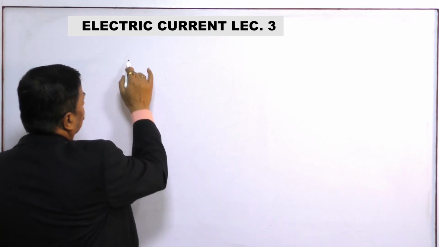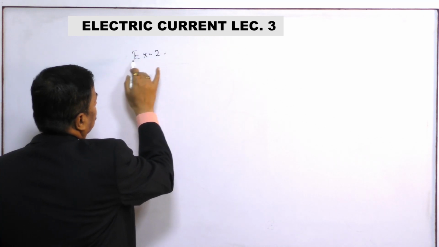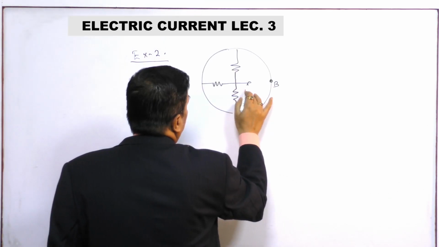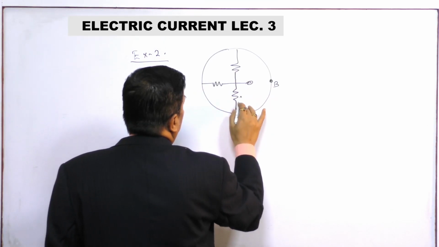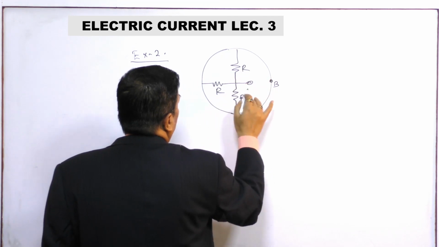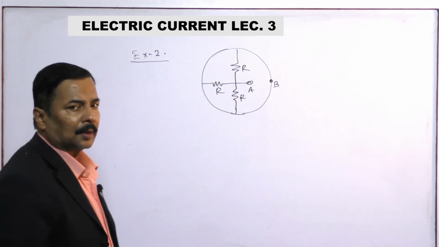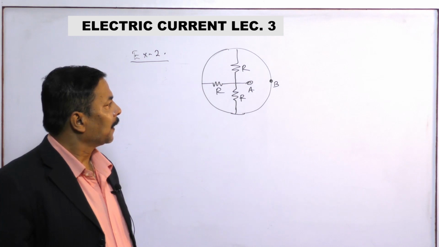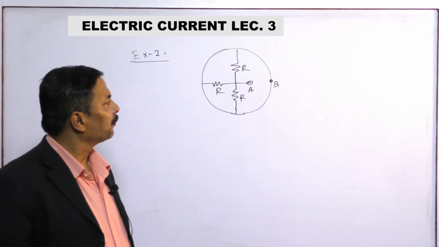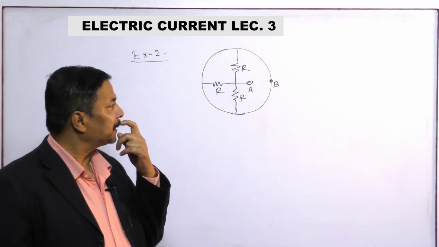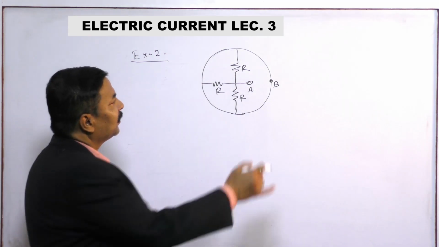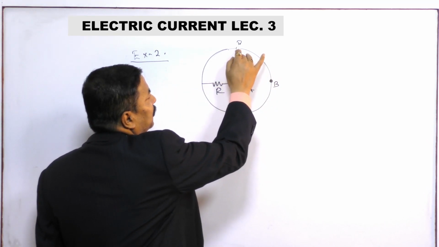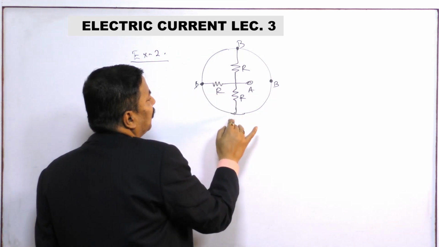Second example. Here you see the question. The resistors are connected in this way. This question is very simple if you understand the hidden concept. What is that? This is a wire, so everywhere the potential is the same. That means if this point is B, this can also be treated as B, this can also be treated as B, this can also be treated as B.